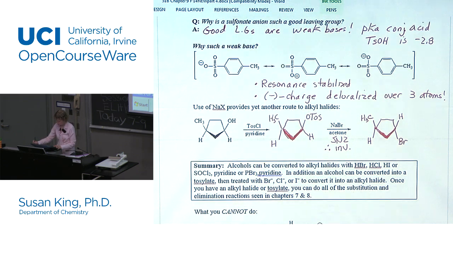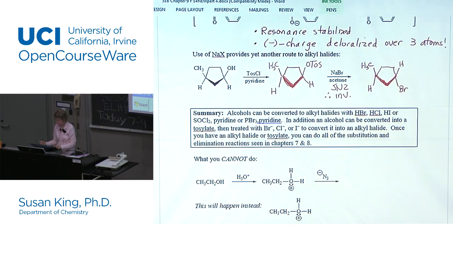All right, so let's summarize. Alcohols can be converted into alkyl halides with HBr, HCl, HI, or thionyl chloride and pyridine, or PBr3 and pyridine. In addition, an alcohol can be converted into a tosylate, then treated with bromide, chloride, or iodide to convert it into an alkyl halide. We have a lot of different methods here, and these methods are complementary, so it's important that we have more than one.